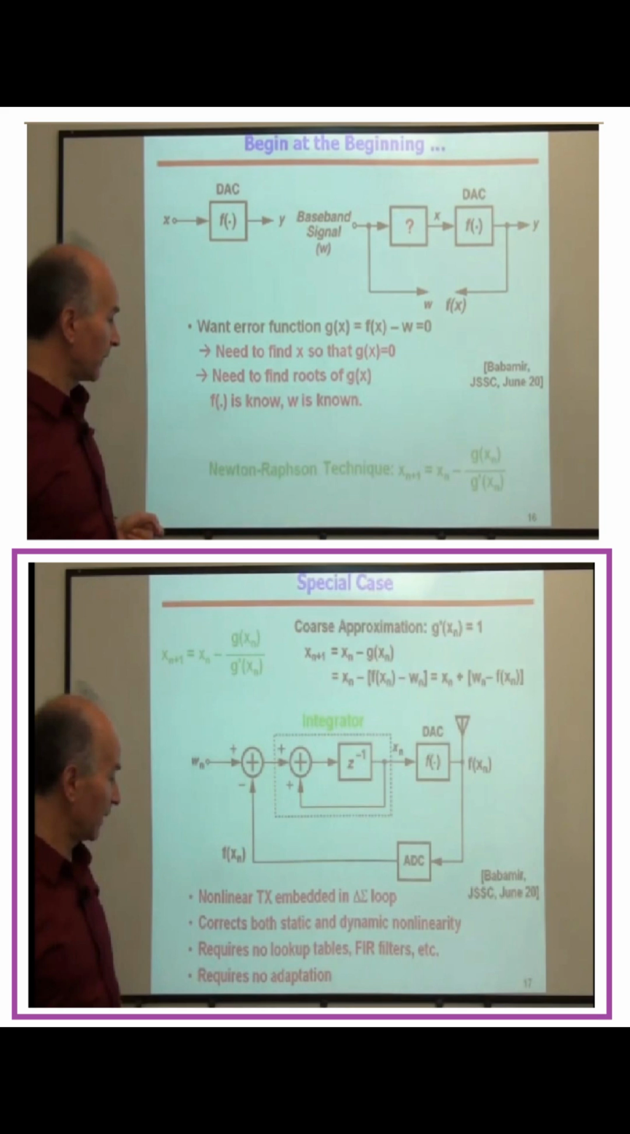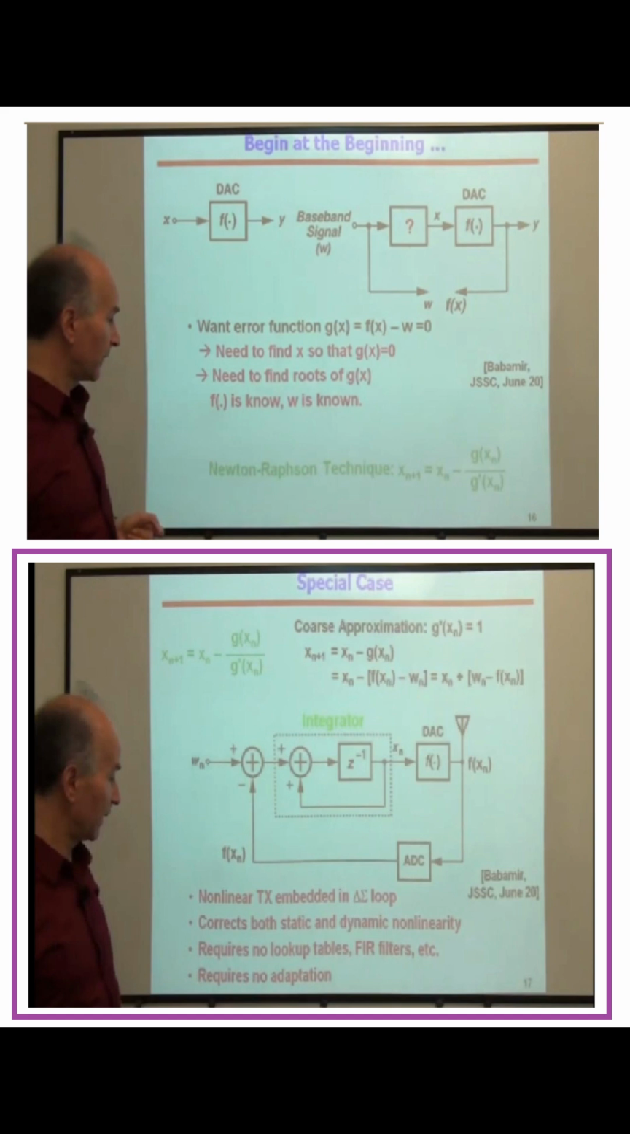Alright, here's how it works. We start with this equation and make a simple approximation. We assume that the derivative is 1. While this is not exact, it simplifies calculations. With this assumption, the next value of x is the previous value minus g of x. Since g of x is the difference between the output and input, this simplifies to the present value of x plus the baseband input minus f of x.